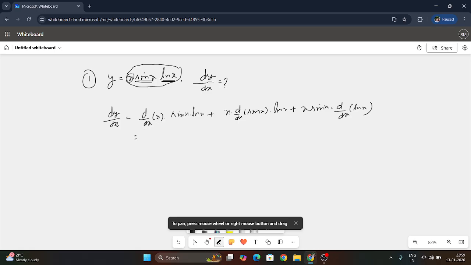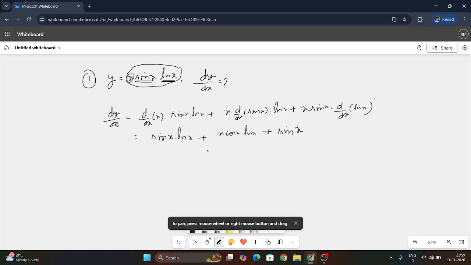And differentiation of x is going to be 1, and you will get sin x into log x, plus you will get cos x, so x cos x into log x, plus differentiation of log x, 1 by x, and 1 by x and x get cancelled, and you will get sin x. So this is the answer of the question. I hope it is clear to you.